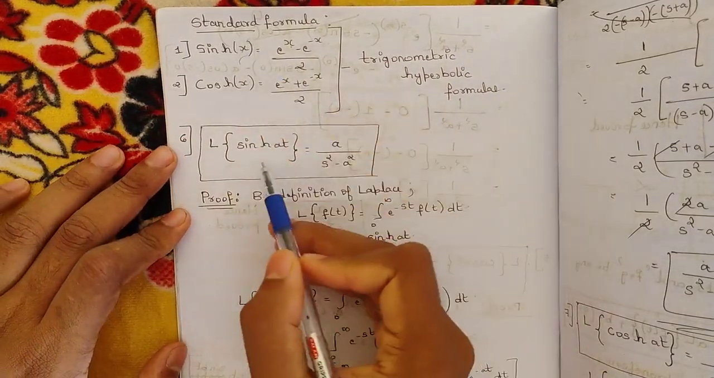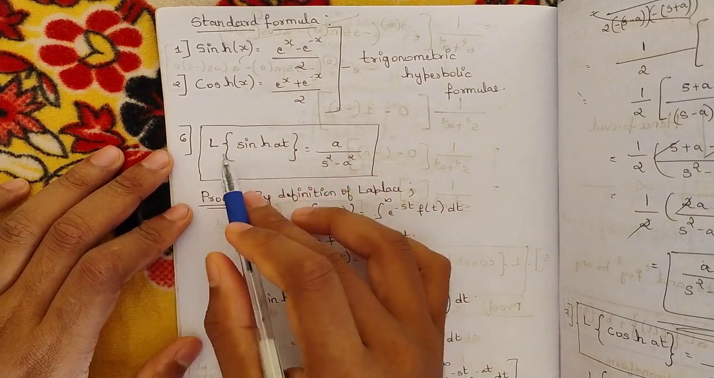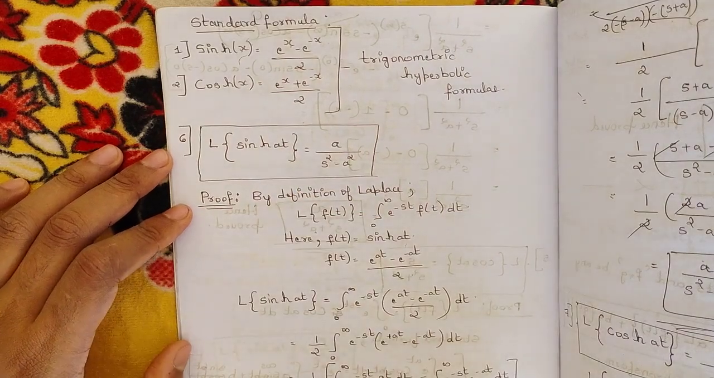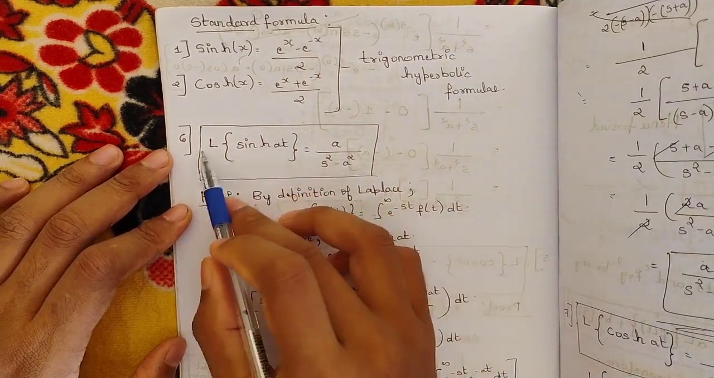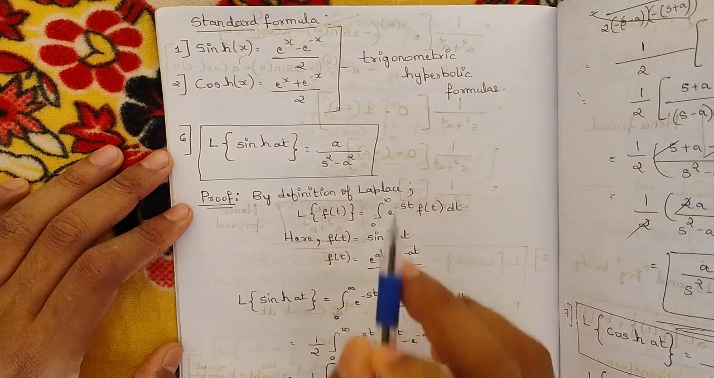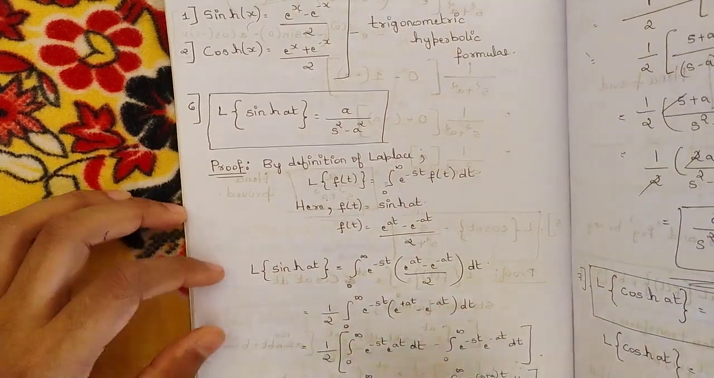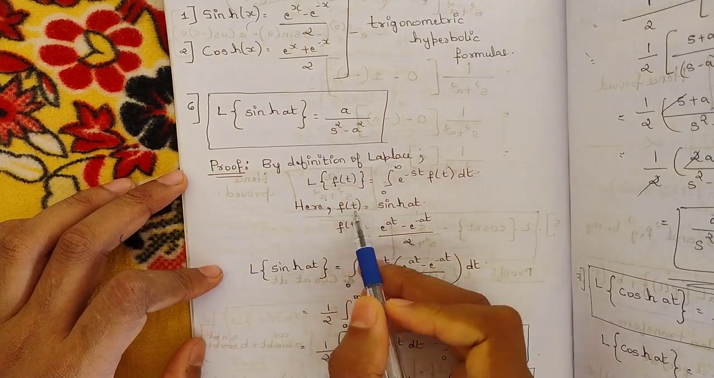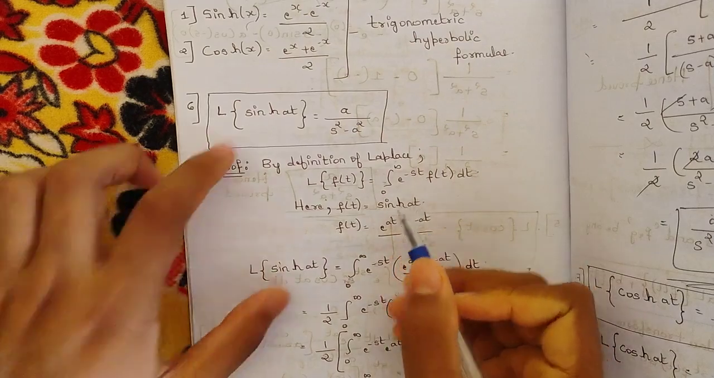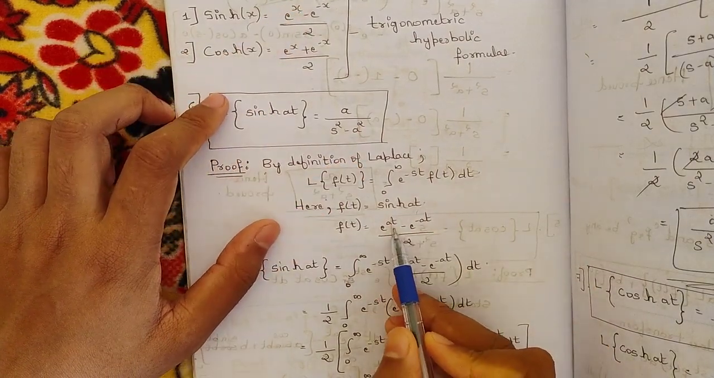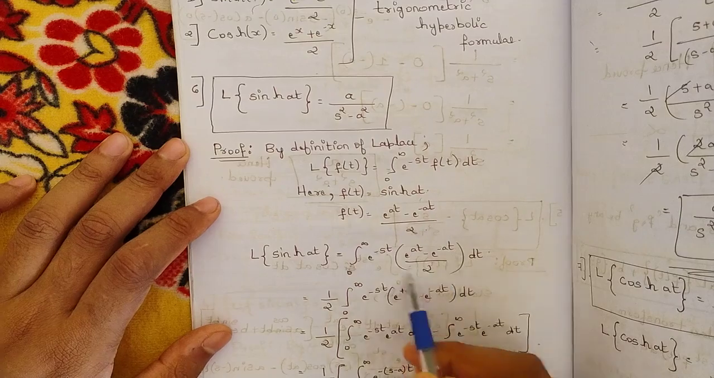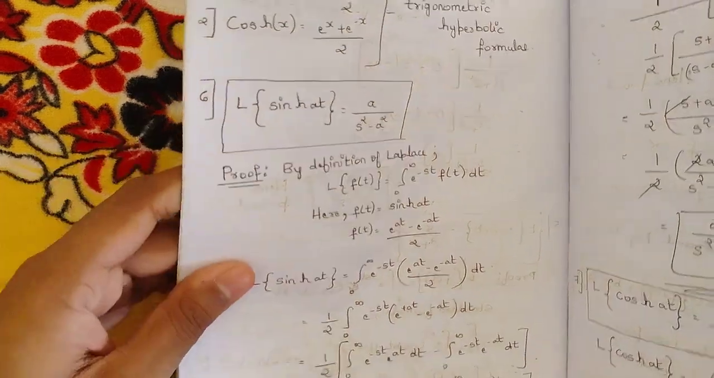So in place of x here we now have the sixth elementary function, that is sin h of at. In place of x we have at. The Laplace transform of this we would get as a divided by s square minus a square. Let us see how we get that. By the definition of Laplace transform, in place of f of t we have sin h at. So in place of x we have at, so substitute that, e to the power at minus e to the power minus at divided by 2. You should put this in place of f of t while proving it.